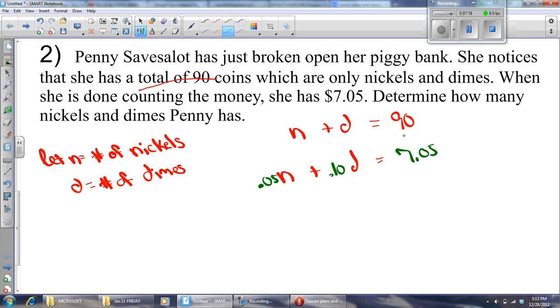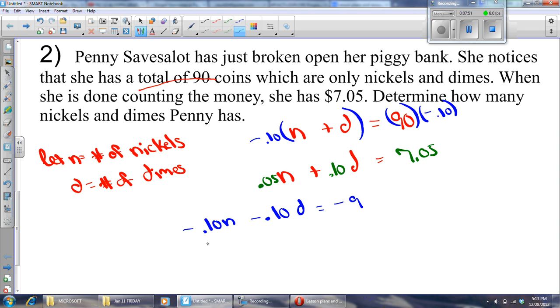Okay. I guess if you want to, I can do this one by elimination. I would do it by substitution, but we can do it by elimination. I'll tell you what I'm going to do: I'm going to multiply this by negative 0.10 and that by negative 0.10. And my new equation is going to end up being negative 0.10n minus 0.10d, and that'll equal a negative 9. And then I have the 0.05n plus 0.10d equal to $7.05.